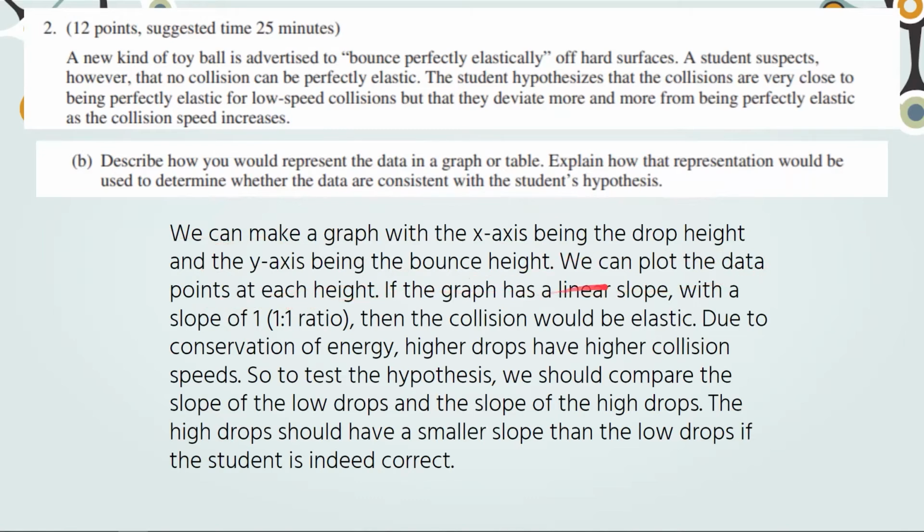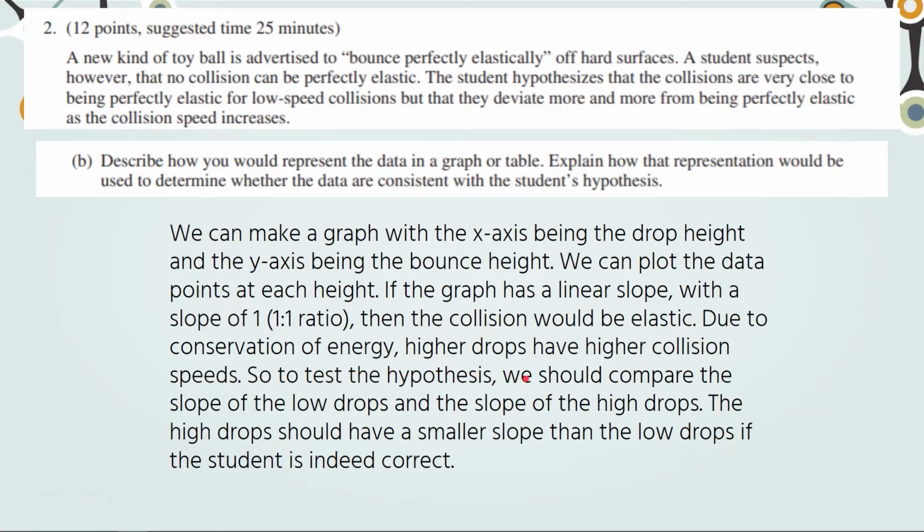And if the graph is linear with a slope of 1, meaning there's a 1-to-1 ratio between the drop height and the bounce height, then the collision would be elastic, as that means the initial height and the final height are the same. So energy is conserved, meaning the collision was perfectly elastic. So due to conservation of energy, the higher drop heights will have a higher collision speed.